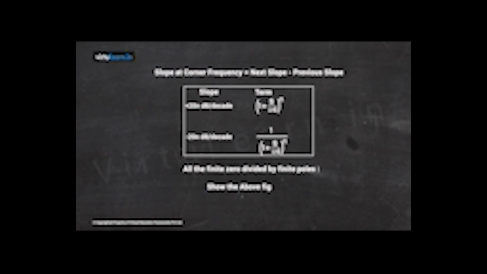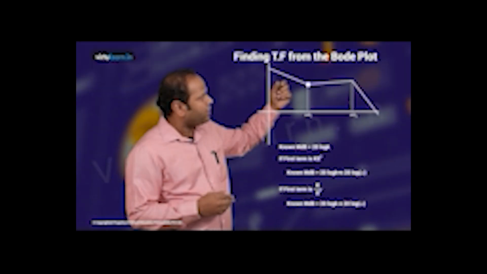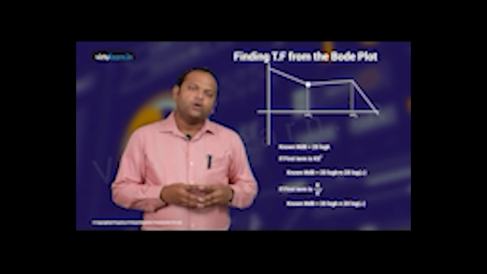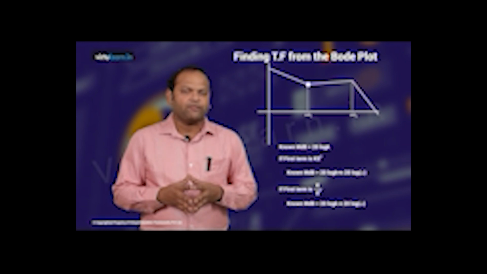Then how do we find the k value? The k value we can find out by using the initial slope. Looking at the initial slope, let us find a known frequency and the corresponding MdB value. If we know a frequency and its corresponding MdB value on the first slope at any point, maybe the starting point, ending point, or in between, anywhere, then we can find out the k value.